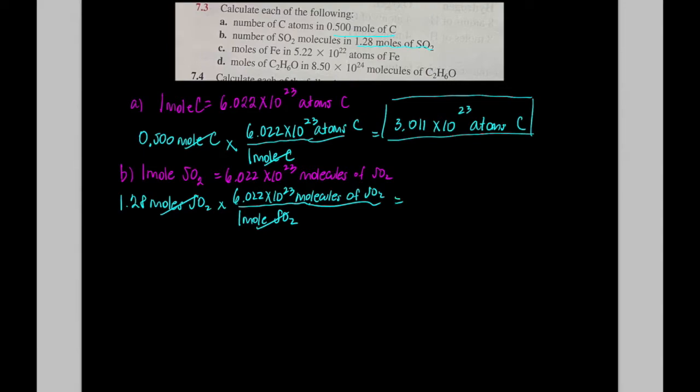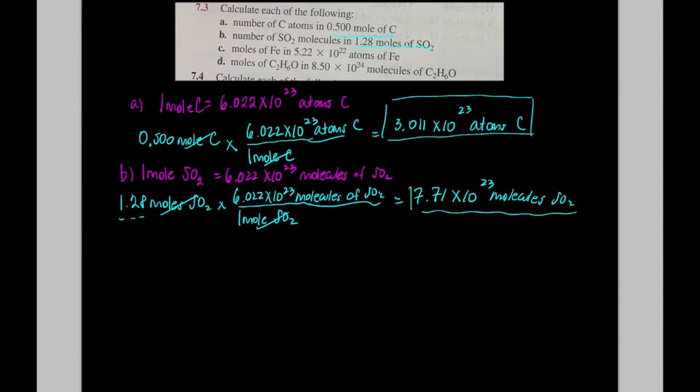Okay, and so on your calculator, I'm using a Casio, I type in 1.28 times 6.022, and then simply hit the EXP button, and then type 23, and then hit the equal key, and that gives me a number. We want to round this off to 3 sig figs, so that's going to be 7.71 times 10 to the 23, and we have to write this whole word out, molecules, and that's sulfur dioxide.